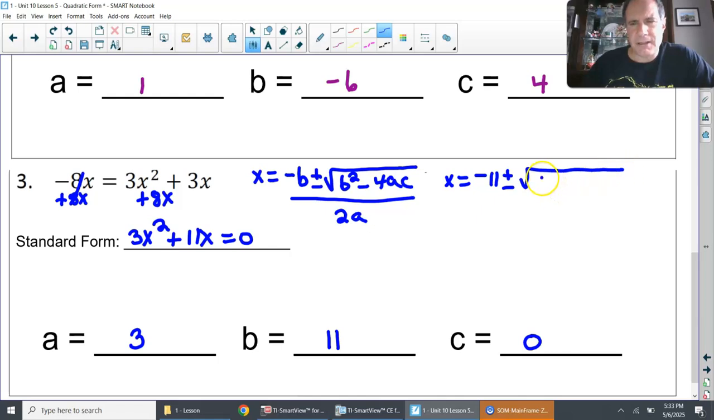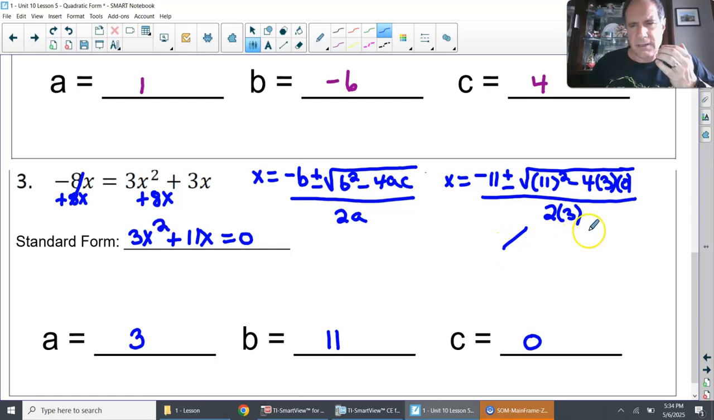The b squared would be 11 squared. I'm going to put that in parentheses and square it. Minus 4 times a, which is 3, and then times c, which is 0. Just remember, you do have to put the 0 there, because that's important. And then 2 times a is just 2 times 3. We're going to go like this and put x equals. Give yourself some room, and then the or, and then the x equals.